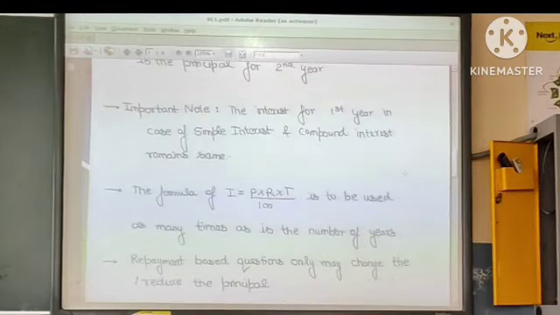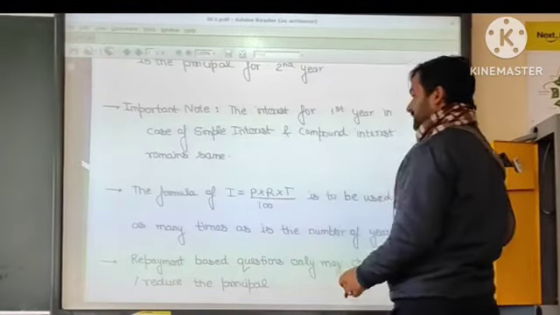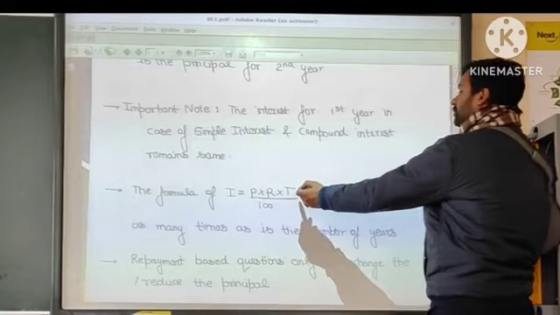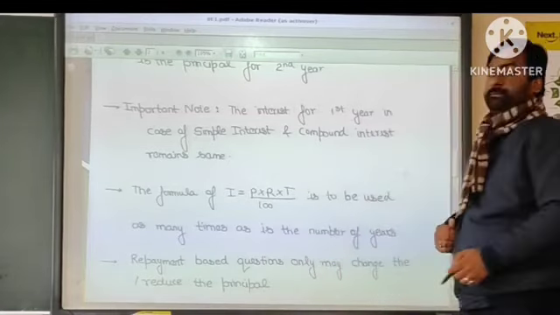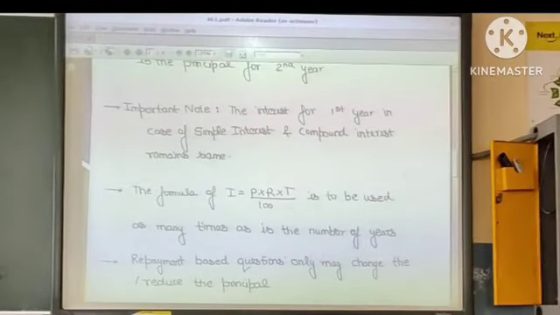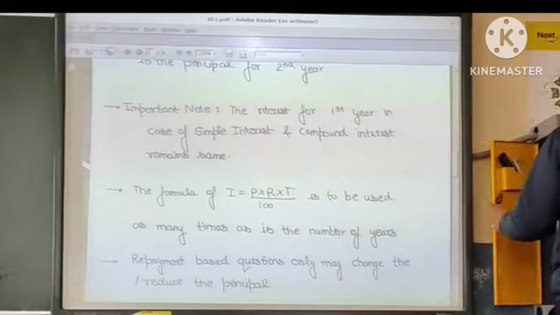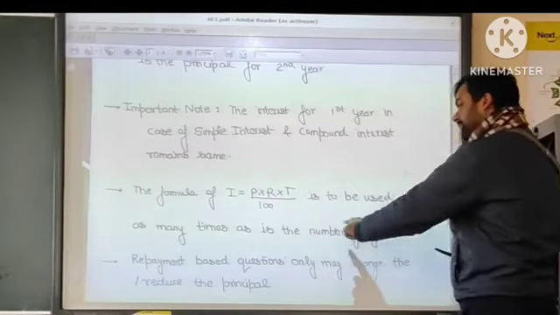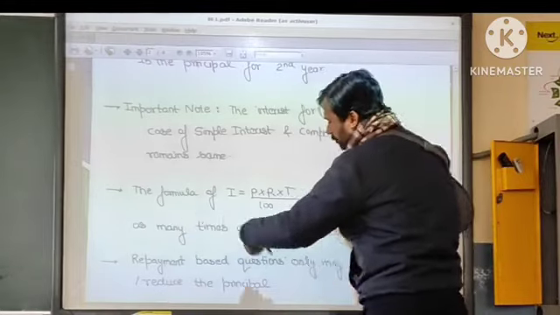Next, a very important thing: I is interest, the simple interest formula I equals P times R times T is to be used as many times as the number of years. So see in our question number 3, it was asked to calculate the interest for 2 years. So for 2 years, how many times did we use it? We used it 2 times, as the number of years.